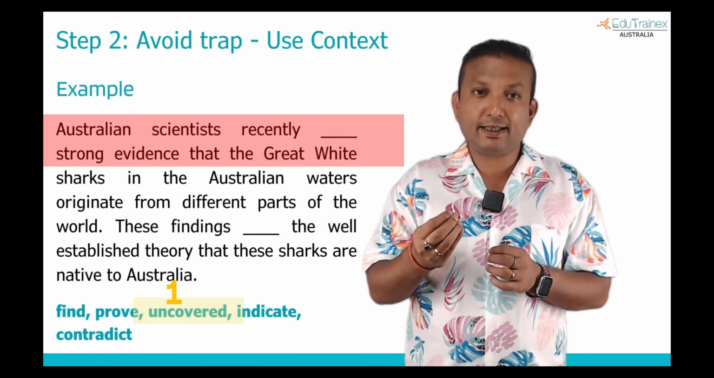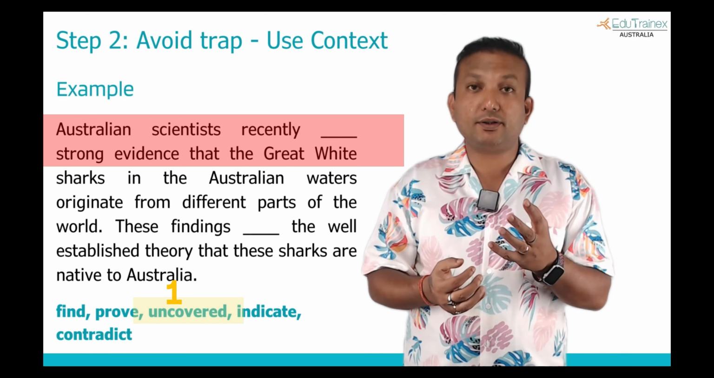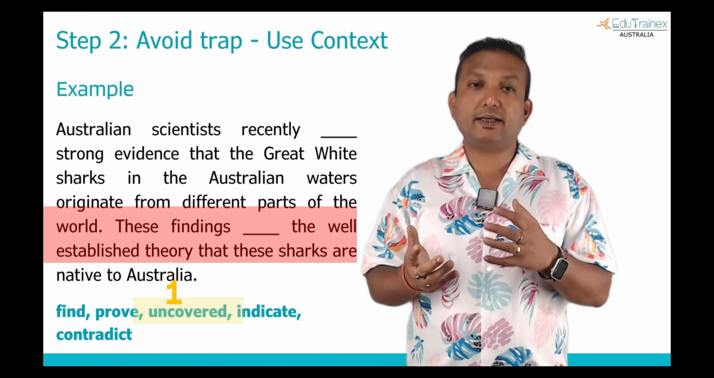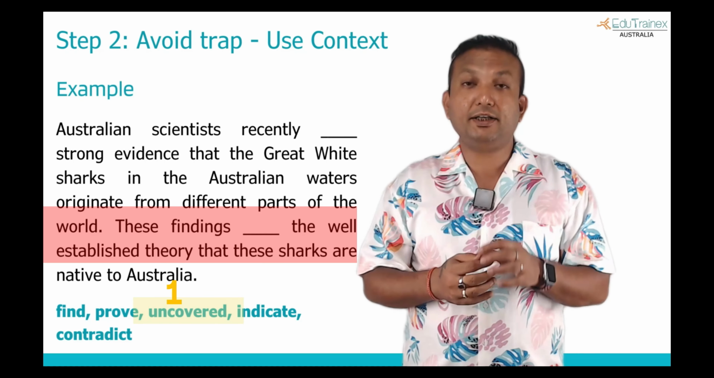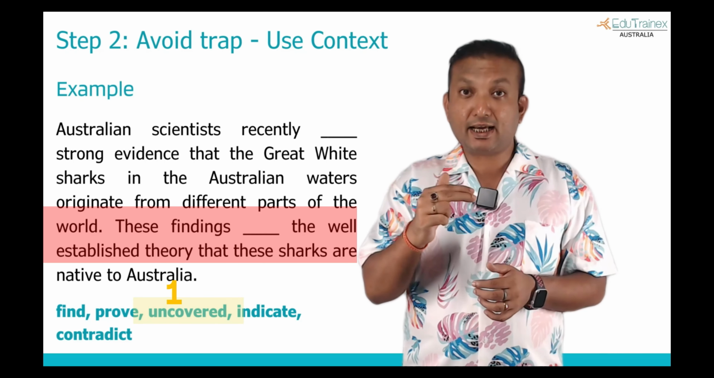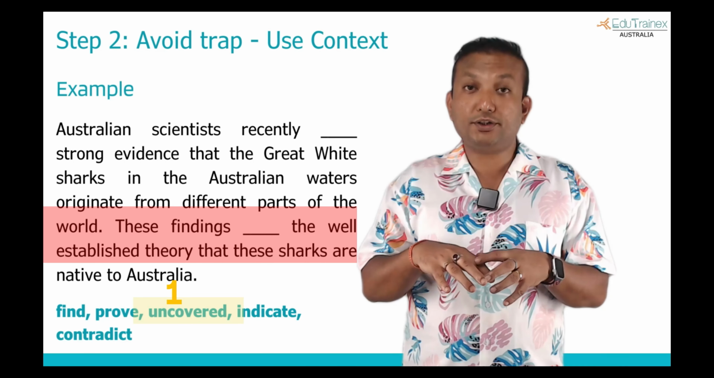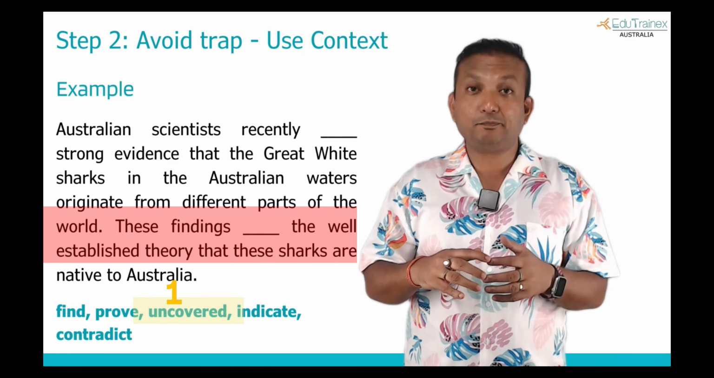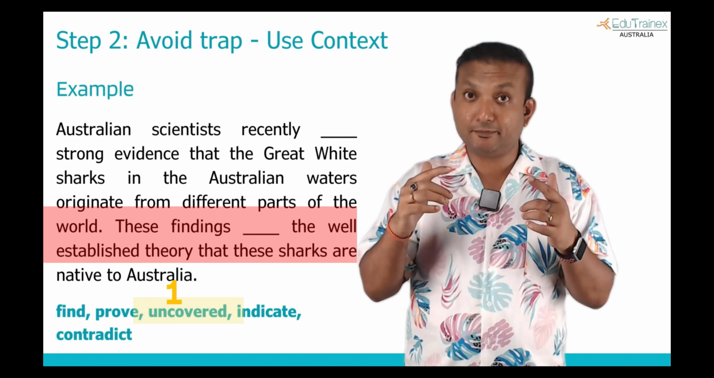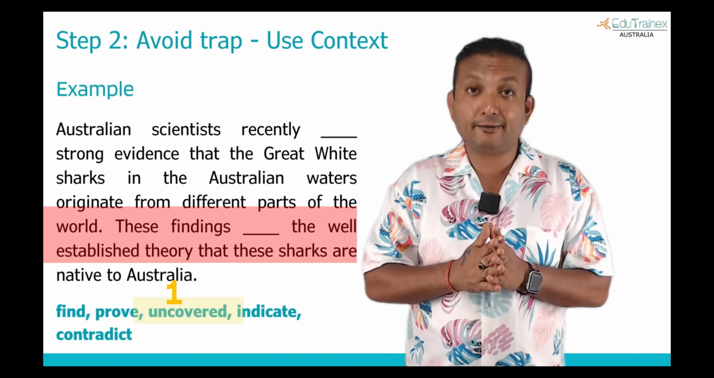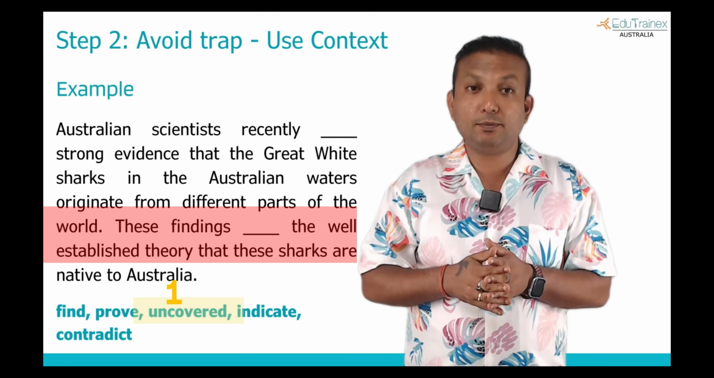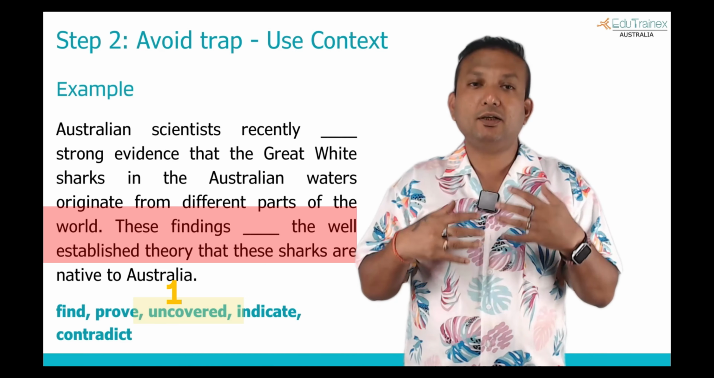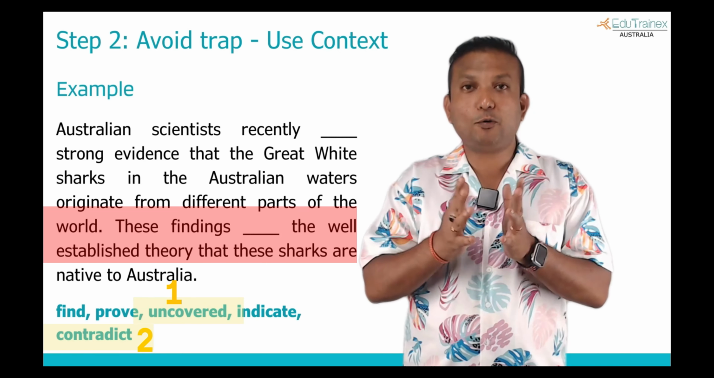What is the meaning? They are saying that the great white sharks in Australian waters originate from different parts of the world. The next sentence: these findings dash the well-established theory that these sharks are native to Australia. First sentence talked about originating from different parts of the world, and the well-established theory is they are native to Australia. Are they saying the same thing or the opposite thing? Now, if you don't understand the meaning of what is being said there, then you will select the wrong word. You will either select prove, which is not the correct one. These are saying opposite things, so it has to be contradict, which is saying the opposite thing.